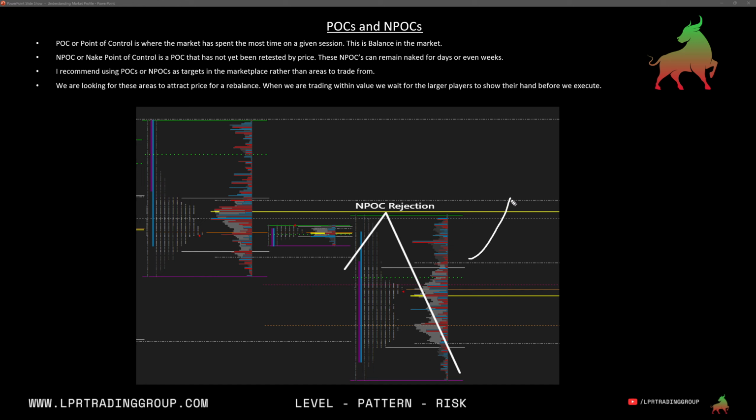If price drives up into this naked point of control and we reject and start trading under, and I start seeing a lot of sellers coming in this area on the backside of the move, I will look for a scalp model trade entry to get short off these naked point of controls. This is a naked point of control by volume. You can also have them by time, okay? So we're looking for these areas to attract price for rebalance. When we are trading within value, we want to wait for the larger players to show their hand before we execute.